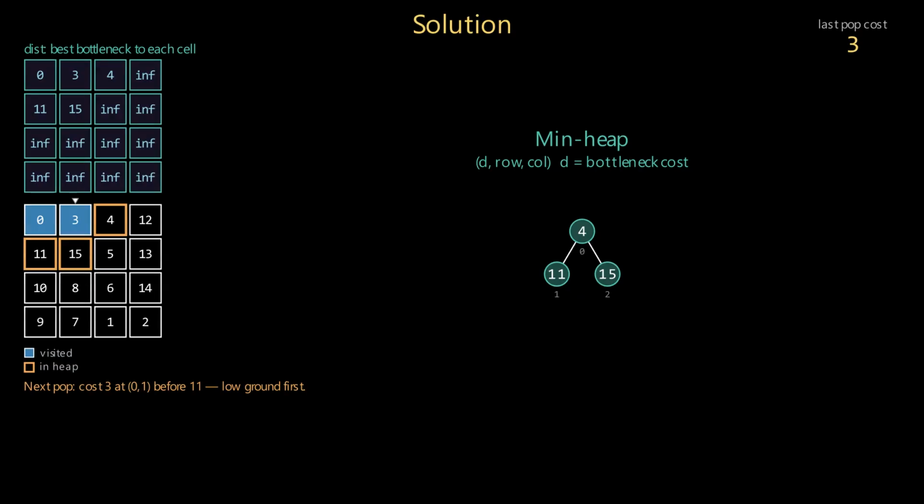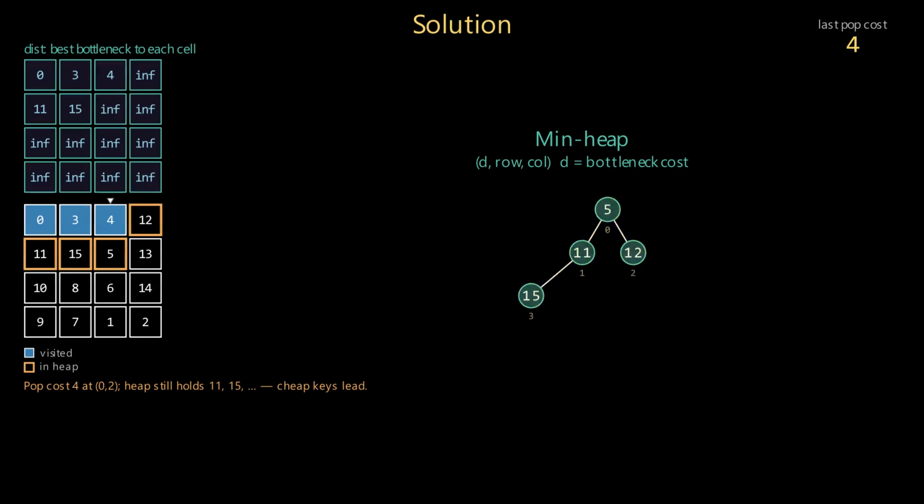We pop cost 4 at the next top row cell. The heap now mixes moderate and large keys, 11, 15, 12, but the root is still the smallest bottleneck, not the tallest elevation sitting inside. So discovery order does not matter, the array structure keeps the next best extract on top.